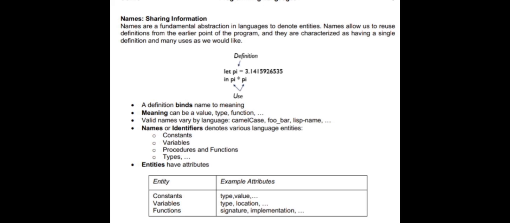Valid names vary by language, such as camel case, or foo, bar, or Lisp names. Names or identifiers denote various language entities like constants, variables, procedures and function types, etc. Entities have attributes. For example, a constant has example attributes of type or value. The next example is variables, and the example attributes are type and location. Functions: example attributes are signature and implementation.